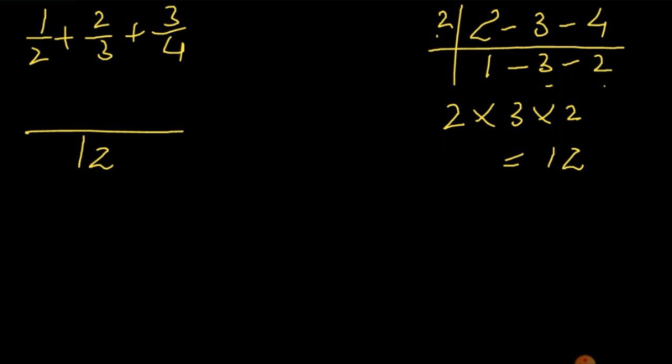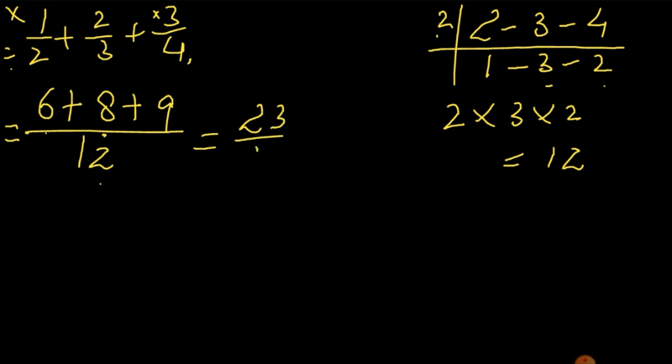Remember that this LCM must be divided by the denominator, and whatever answer we get, multiply by the numerator. 12 divided by 2 is 6. So 6 multiplied by 1 is 6. Now the second, what to do? 12 divided by 3, 3 fours are 12, so the answer is 4. 4 multiplied by 2 is 8. Now 12 divided by 4, the answer is 3. So 3 multiplied by 3, the answer is 9. Now 6 plus 8, 14, plus 9, 23 upon 12.